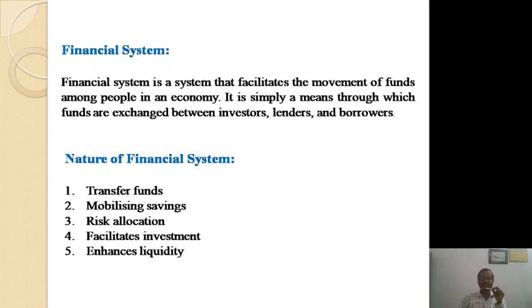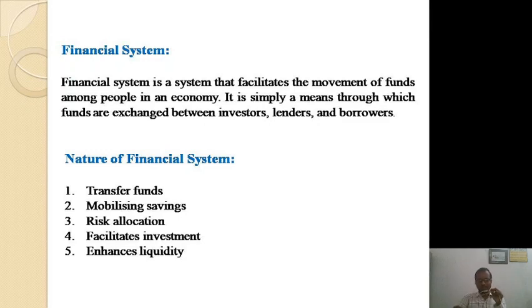Financial system is a system that facilitates the movement of funds among people in an economy. As I told, there is a need to transfer funds from the surplus sector to the deficit sector. We need to convert idle investment into productive investment. There is a need for one mechanism. That mechanism is our financial system. It is simply a means through which funds are exchanged between investors, lenders, as well as borrowers.